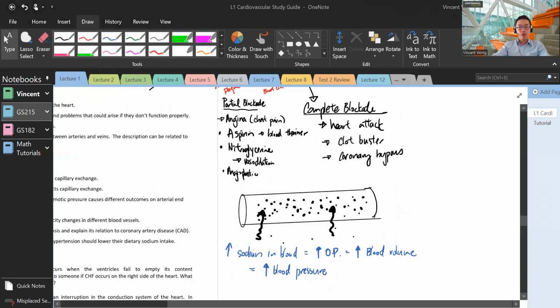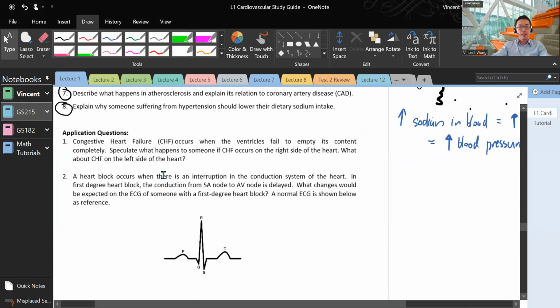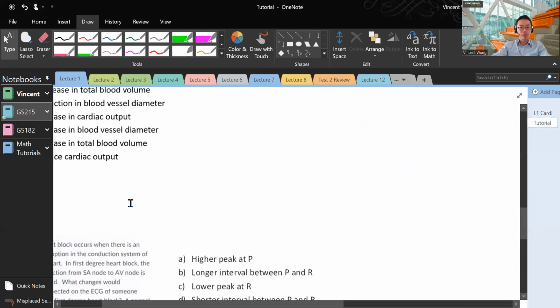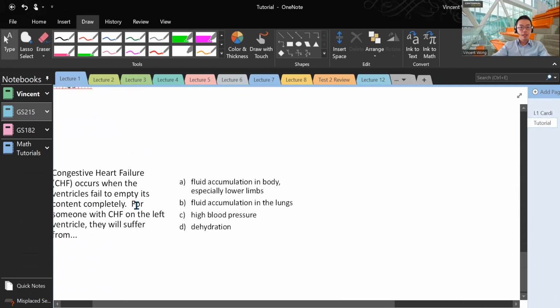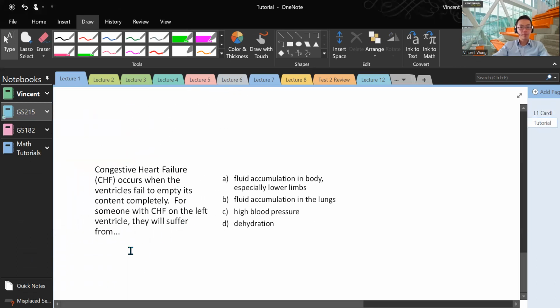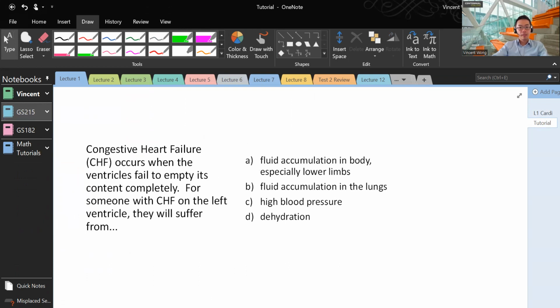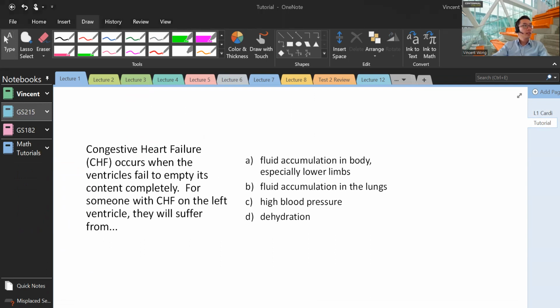Okay, application questions. Let's just do the multiple choice of those first, and then I will explain. Let's do this one first, maybe. So on the test, you will get application questions that look like this, something that we have never talked about in class, but then you have to use what you've learned to answer it, right?